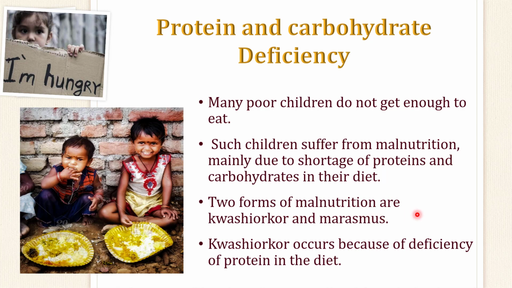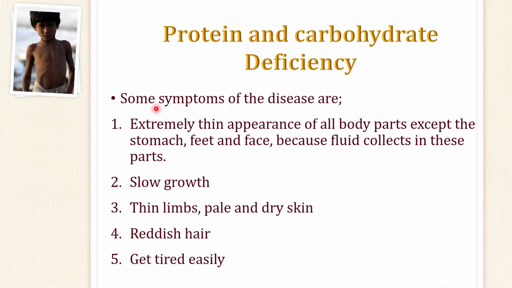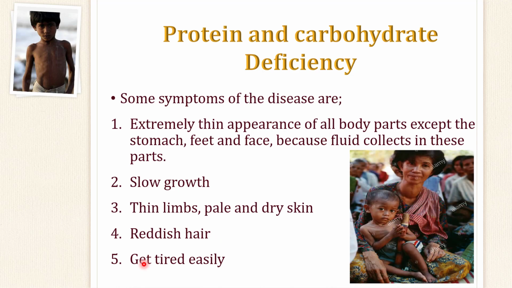Two forms of malnutrition are kwashiorkor and marasmus. Kwashiorkor occurs because of deficiency of protein in the diet. Some symptoms of the disease are an extremely thin appearance of all body parts, and excess fluid collecting in the stomach, feet and face. Slow growth, thin limbs, pale and dry skin, reddish hair, and getting tired easily. As we can see in this image, the boy is very thin.